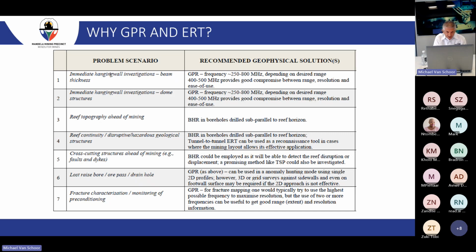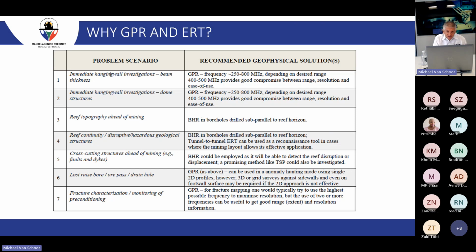This is just basically a further nutshell summary of some of the top problem scenarios that we encounter in in-mine geophysics, ranging from looking into the hanging wall for beam thickness, dome structures, tracking the reef ahead of mining, looking at the reef continuity, cross-cutting structures, of course, faults and dikes, for example, and then even problems like lost raise bores or ore passes or drain holes that couldn't be found because of deviations in the drilling. Fracture characterization or monitoring of preconditioning, that's also quite a big thing.